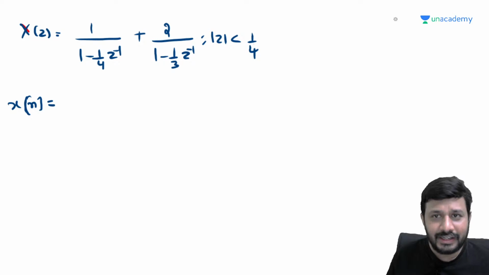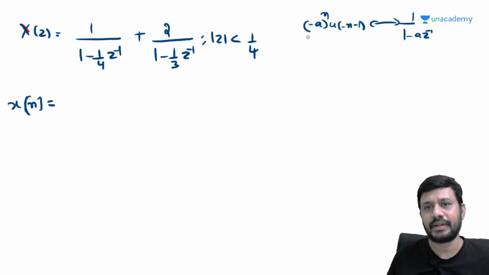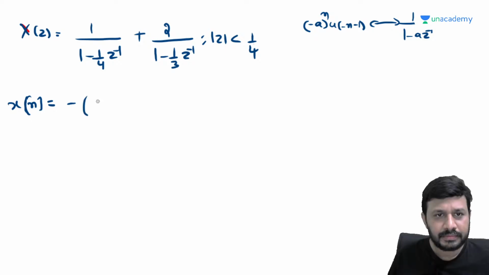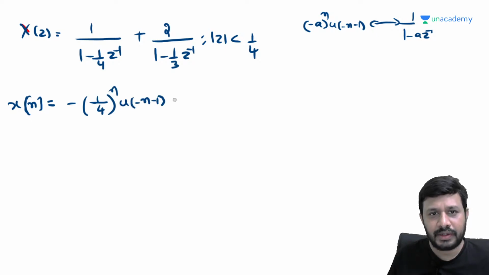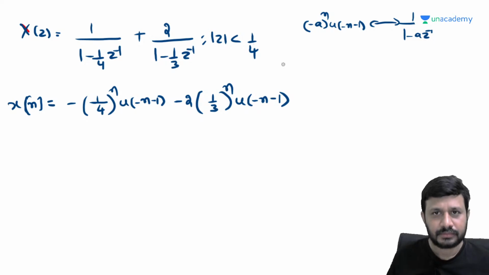Now what is the inside equivalent? Suppose I have 1 by 1 minus a z inverse, mod z less than mod a, what is the inverse? Minus a power n u of minus n minus 1, right? So minus of 1 by 4 whole power n u of minus n minus 1. Inside equivalents you have to take. Hope you also got the same answer.